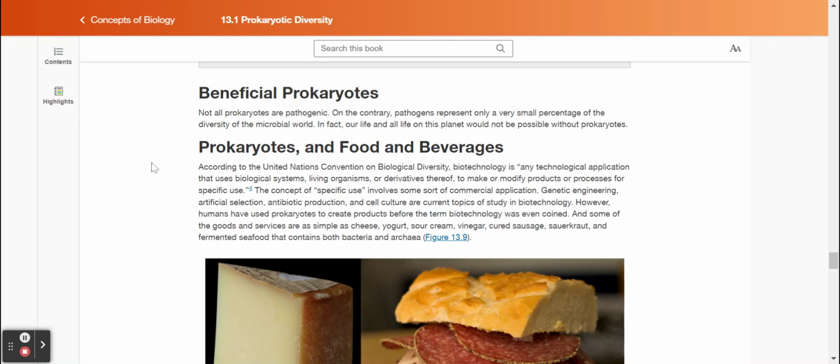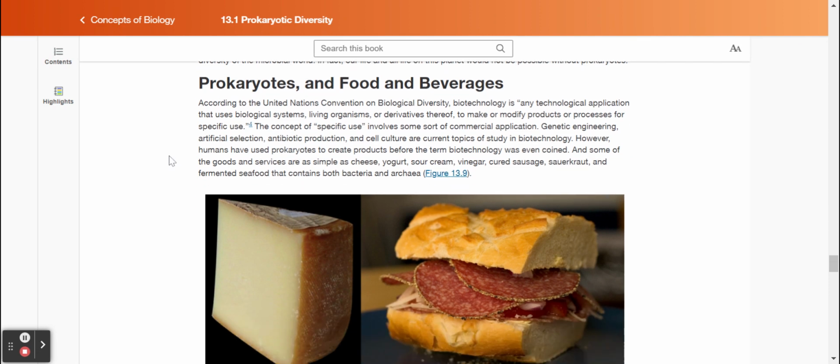Beneficial prokaryotes. Not all prokaryotes are pathogenic. On the contrary, pathogens represent only a very small percentage of the diversity of the microbial world. In fact, our life and all life on this planet would not be possible without prokaryotes. Prokaryotes and food and beverages. According to the United Nations Convention on Biological Diversity, biotechnology is any technological application that uses biological systems, living organisms, or derivatives thereof to make or modify products or processes for specific use. The concept of specific use involves some sort of commercial application.